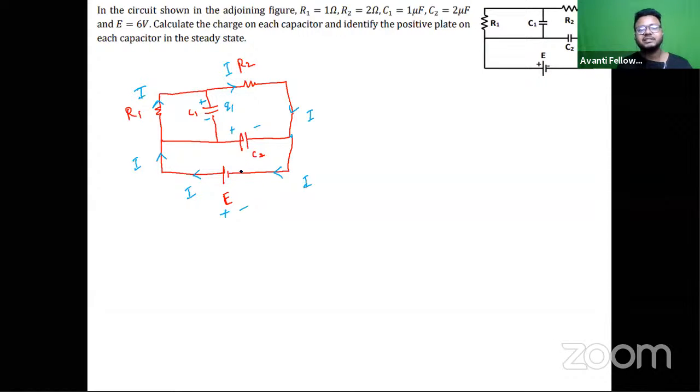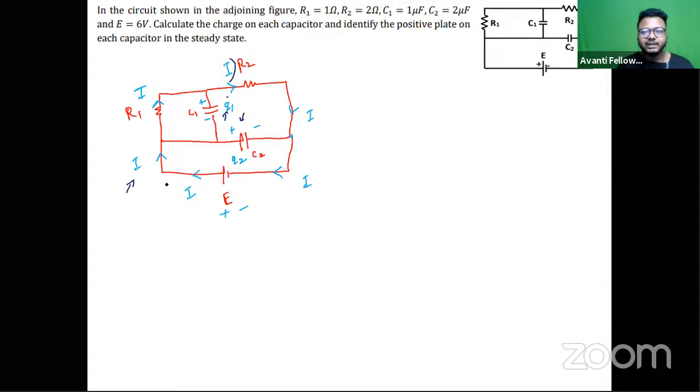They're taking this plate as having charge Q1, this plate as having charge Q2. Let me change the color. Okay, so once you have tried to divide the current, and also make the plates positive or negative, now the second step: try to find what you don't know. So you don't know the charge, and you don't know the current. So first try, can you find the current or not?